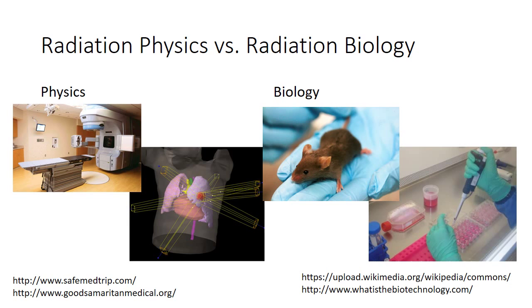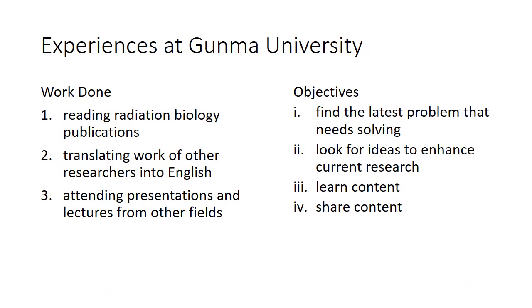Radiation physics and radiation biology are two related but distinct fields. In physics, we deal with the technology used to treat cancer, usually with multiple radiation beams. However, in biology, instead of humans and linear accelerators, mice and microscopic cells are used to understand how the body responds to radiation. This slide summarizes our experience in interdisciplinary education.